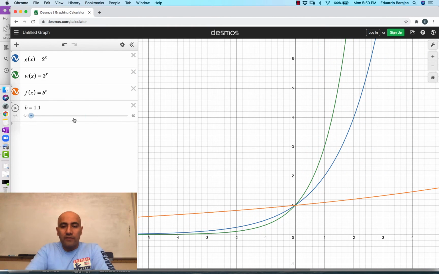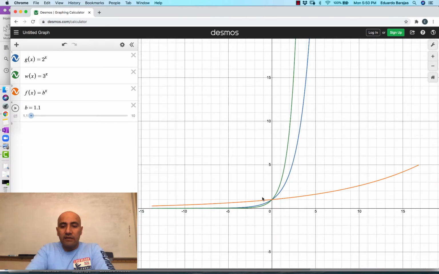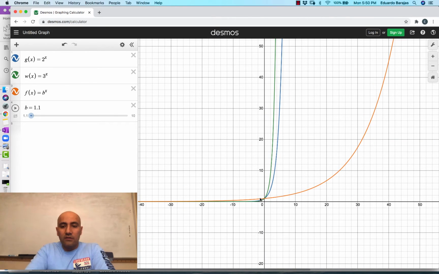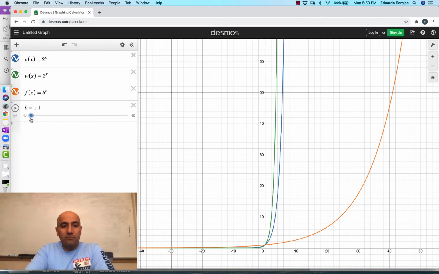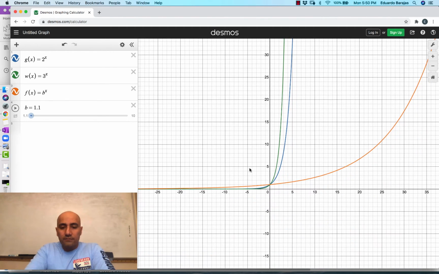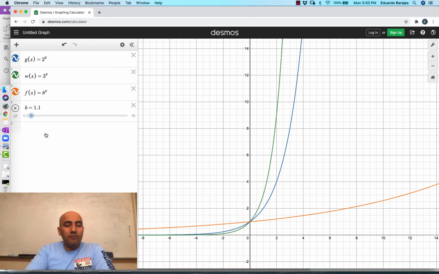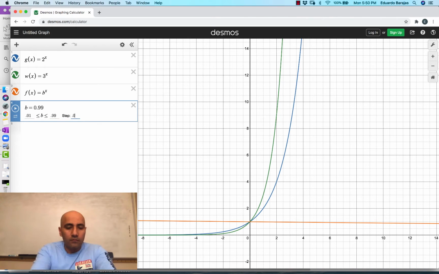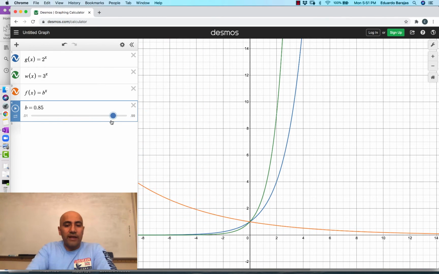Let me zoom out. Even that one, it looks like a line, but it's not. If I zoom out, zoom out, zoom out, then it starts to look more like the same shape. Okay, so as long as b is strictly bigger than 1, then this is going to be the general shape of our graph. Okay, zoom in again. Okay, on the other hand, if b is a value between 0 and 1, then this is the general shape we're going to have.